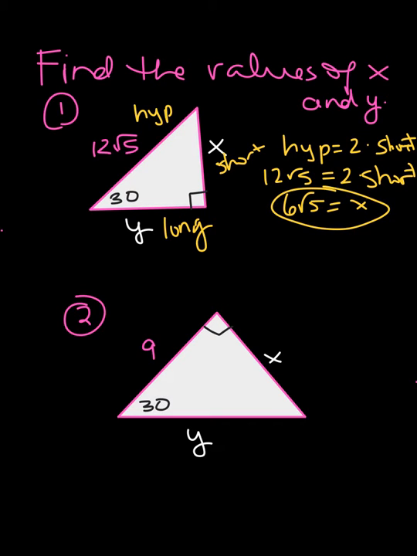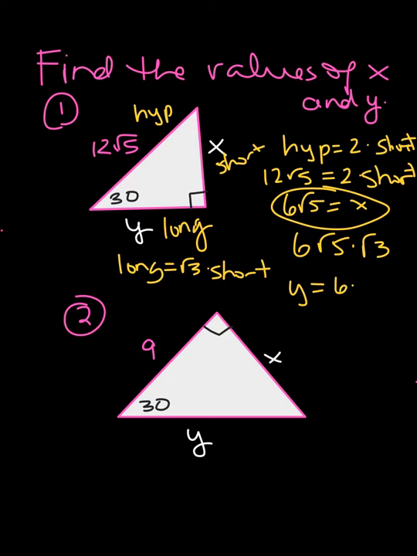Now, if I want to find my long leg, I need to take that times root 3, because remember that my long is equal to root 3 times my short. So now that I have my short leg, I need to multiply that by root 3. And so my long leg, which is y, is going to be equal to 6 times the square root of 15. There's not a perfect square that goes into 15, so there's my final answer.